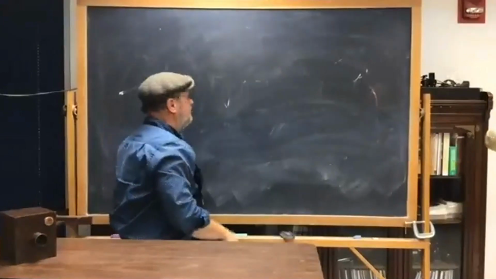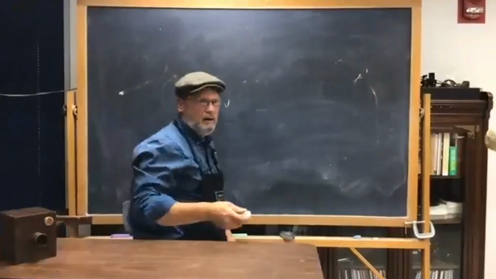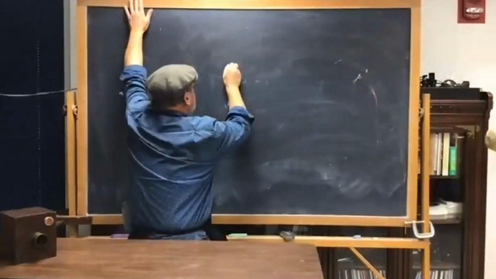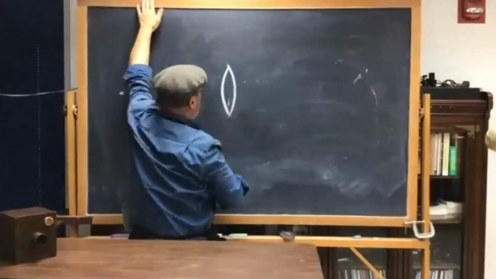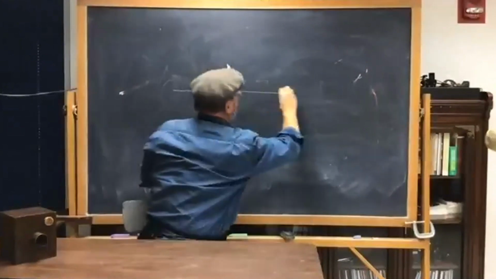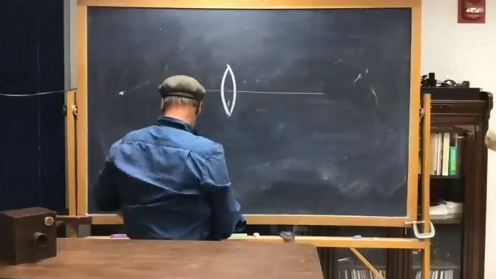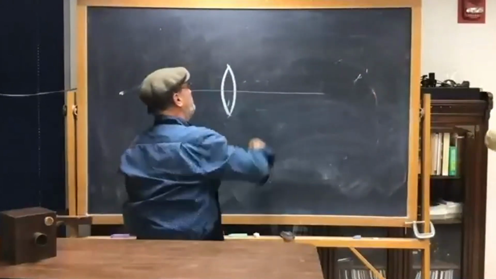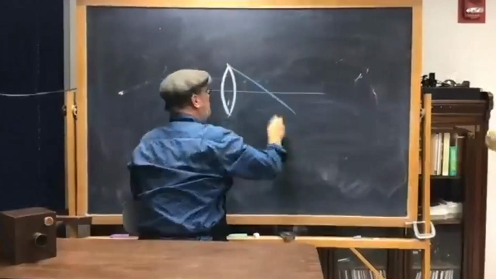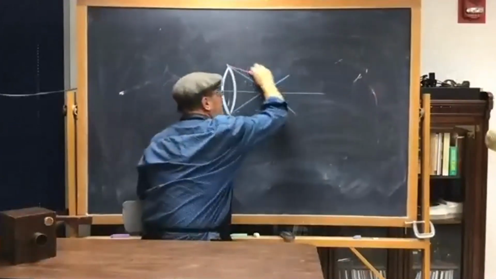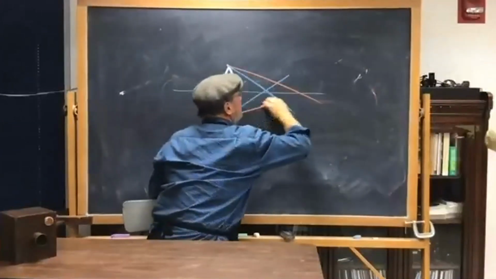Remember that white light is made up of all colors. So if I have a lens and I focus light, it turns out that the blue light will focus closer than the red light, like so.